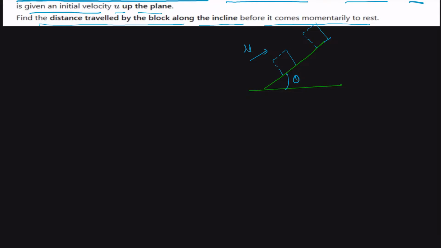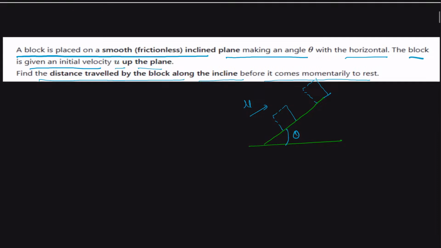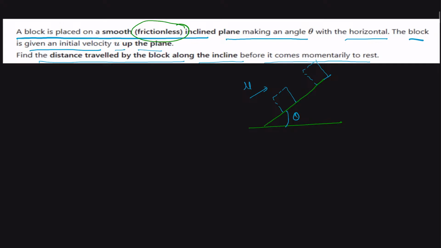Or in simpler terms we can also say, because in the question it is mentioned that there is no friction, so it means the only force that will be slowing it, so force should be acting in the opposite direction to the direction of the velocity. Direction of the velocity is up the inclined plane, so downward force will be the component of our g, that is g sine of theta.